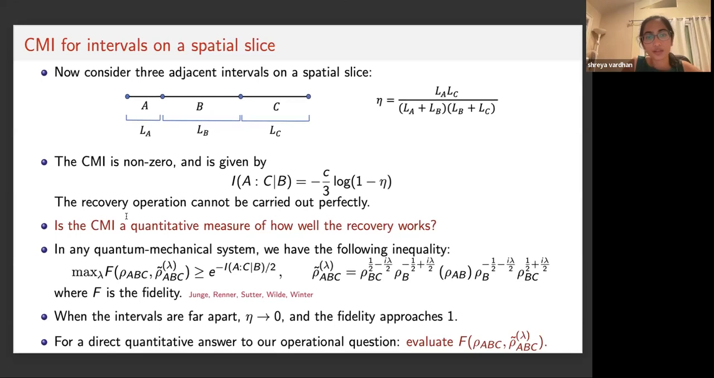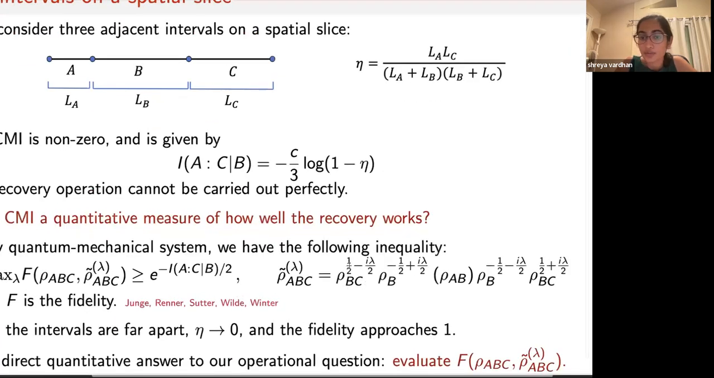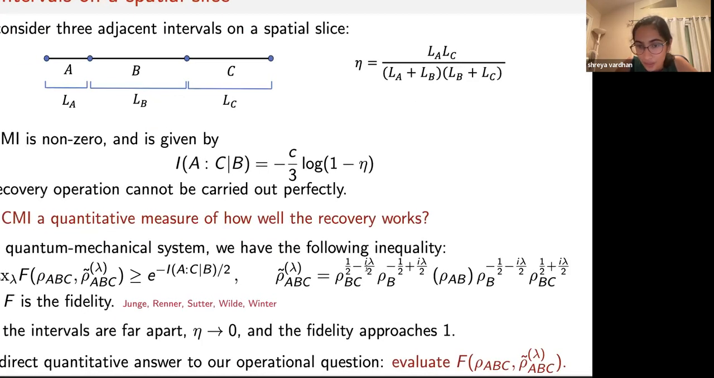Right. So now we can ask, in the setup where the conditional mutual information is non-zero, is it still a good quantitative measure of how well the recovery works? And to some extent, the answer is yes, because we can show this general inequality in any quantum mechanical system. If you define some generalization of the Petz map that I defined before, where basically the only difference is that we replaced the 1/2 and -1/2 with 1/2 minus i lambda over 2 for some real number lambda, and similarly we've made similar changes in all the other exponents.